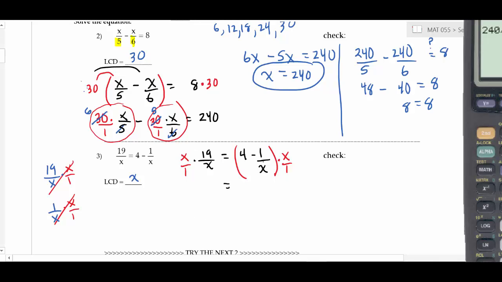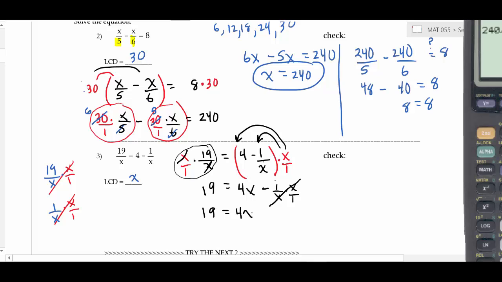All right, what happens on the x over 1 times 19 over x? What do you get? You get 19, right? Okay, the x's are gone. Now you're going to do a distributive property, so you're doing 4 times x, which is 4x, right? Then you're going to do minus 1 over x times x over 1, because again, you're doing a distributive property. What happens to the x's? They cross out. So you would end up with 19 equals 4x minus 1.